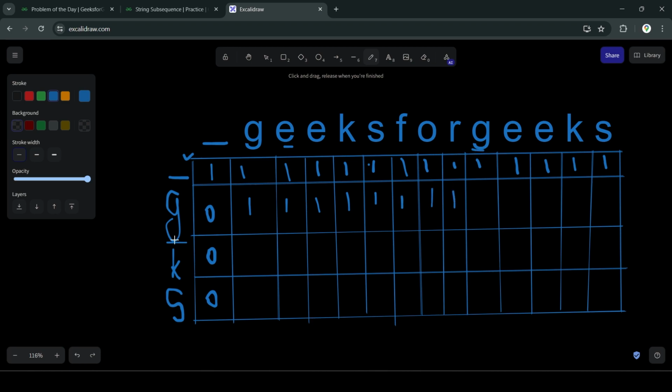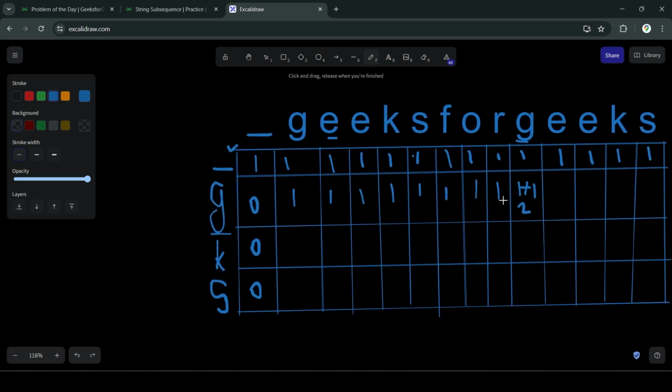Now you can see that G and G is matching. So where the answer will lie, that is in this part. Okay, so what is the answer for here? That is 1. And what is the previous value that we are carrying? That is 1. So 1 plus 1, that is 2.